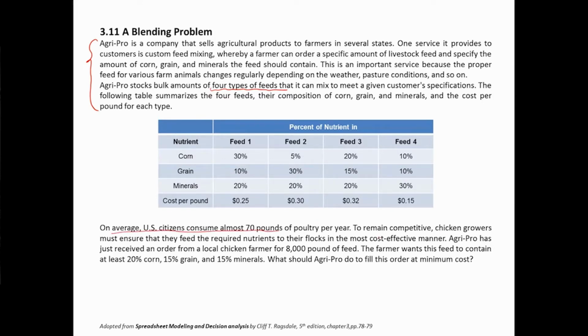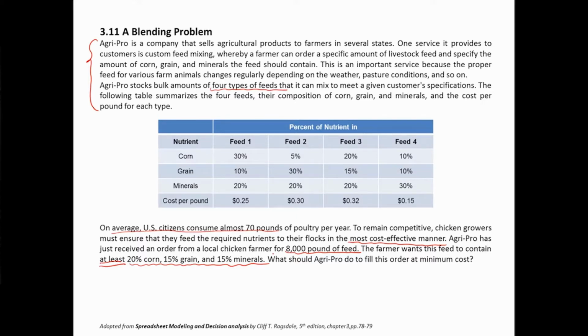And the chicken growers must ensure that they feed the required nutrients to their flocks in the most cost-effective manner. So that probably indicates something for us. AgriPro has just received an order from a local chicken farm for 8,000 pounds of feed. They want this feed to contain at least, and "at least" is a keyword for a constraint, 20% corn, 15% grain, and 15% minerals. What should this company do to fill this order at minimum cost?